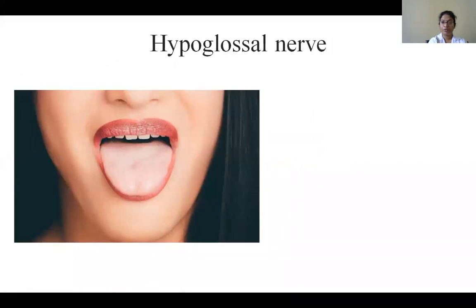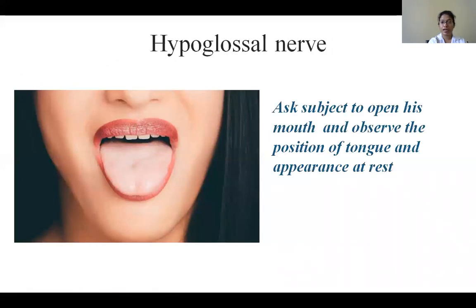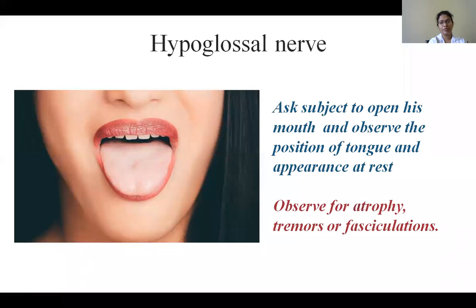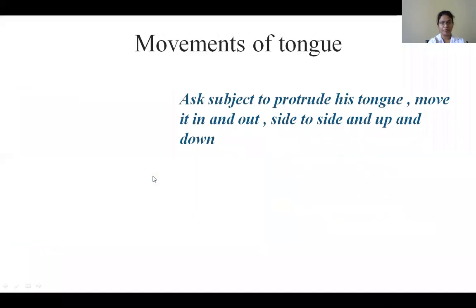So how do we start? You first ask the subject to open his mouth and observe the position of the tongue and appearance at rest. He is not protruding, he is just opening his mouth, and you observe the tongue. Here you should observe whether there is any atrophy, tremors, or fasciculations. In this image, it appears normal. Both sides, the bulk of the muscles also appear normal.